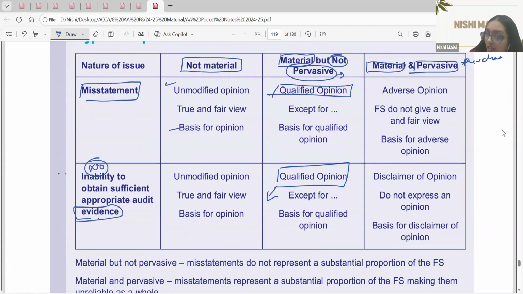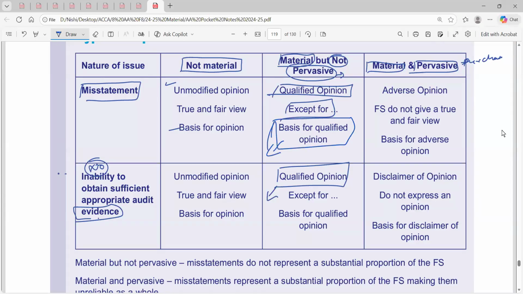Here, lack of evidence, and here it is error. Except for will be the wording. Except for these documents, everything gives a true and fair view. In basis for qualified opinion, they will issue it. So, ma'am, when it is material but not pervasive, a qualified opinion will be given, and the paragraph says that the financial statements give a true and fair view of the company, except for these; the other statements do give a true and fair view. And the matter is going to be discussed in the basis for qualified opinion.